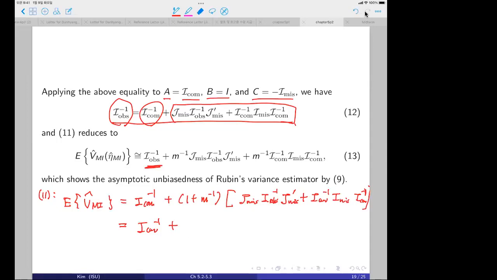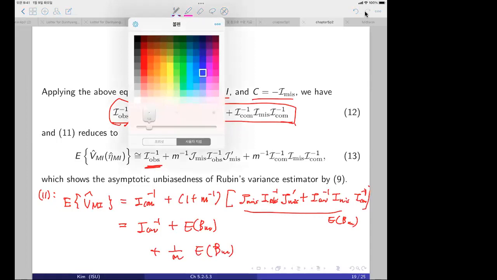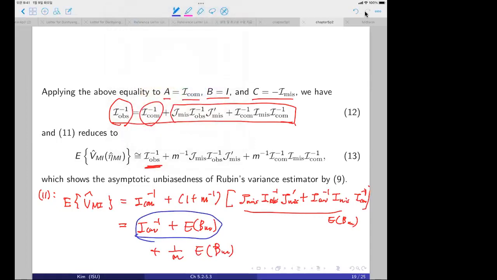Okay. So my point is that you can expand it to get, so that is basically E[B_M] plus 1 over m expectation of E[B_M]. And then this guy is equal to I_obs inverse by 12. So that's basically proving the asymptotic unbiasedness of Rubin's variance estimator.